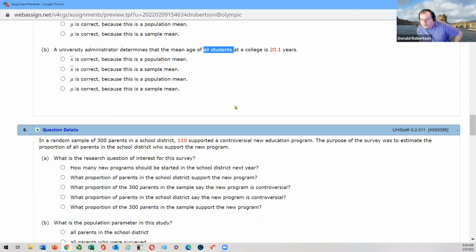Now, we don't know how he determined it, but maybe he went to the records and looked at every single student, right? Can you see the word all is the clue, right? They asked everyone. So when you ask everyone, isn't it a mu? Mu is a population, came from a census. And so you're going to do mu, and it's a population mean.